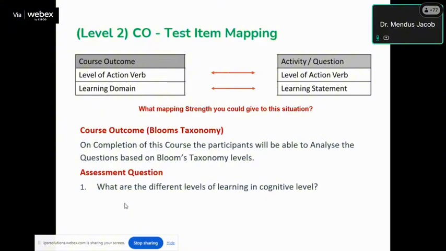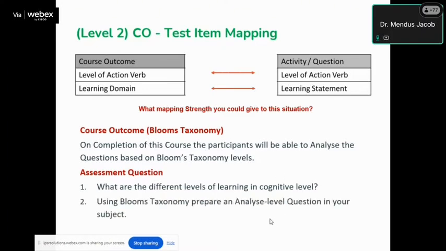So we can ask a question like, what are the different levels of learning and cognitive level? Again, it is a K1. So level 1 to level 4. So we can map this level 1 question to the level 4 CO. Again, you can give 1 because there is some relationship between this question and the CO. The same way, using Bloom's taxonomy, prepare an analyze level question in your subject. That is an apply level question. This is a level 3 question. A level 3 question you can map with the level 4 CO.